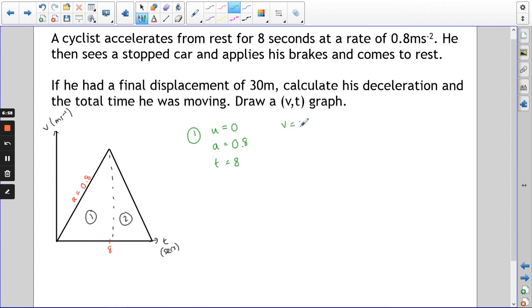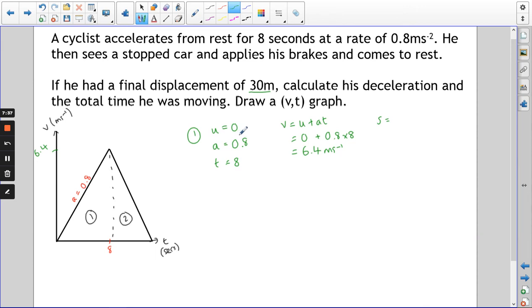So if I use V equals U plus AT, we get 0 plus 0.8 times 8, which is 6.4 meters per second. So the maximum velocity that he reached was 6.4 meters per second. That's going to come in handy when we have to work out part 2. It's probably a good idea to also work out how far he travelled, because we have this information that says that altogether he travelled 30 metres, so it would be useful if we know how much of that 30 metres was used up while accelerating.